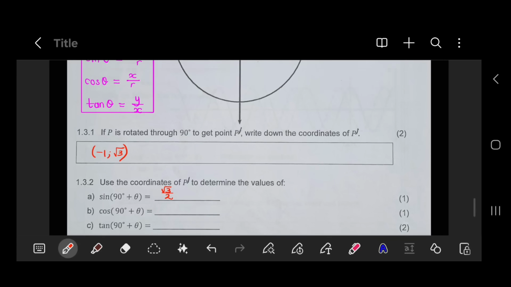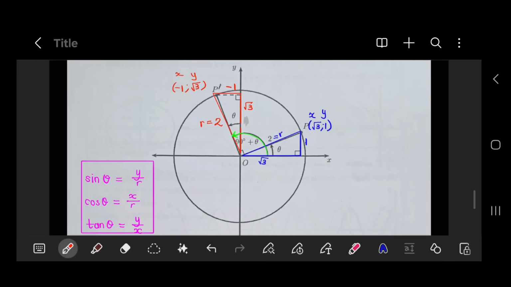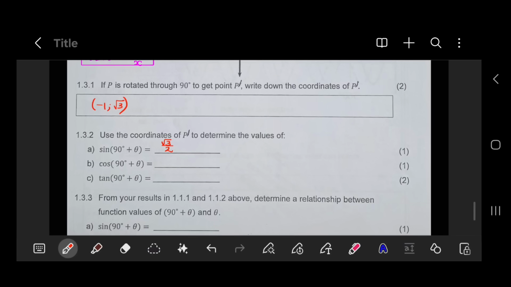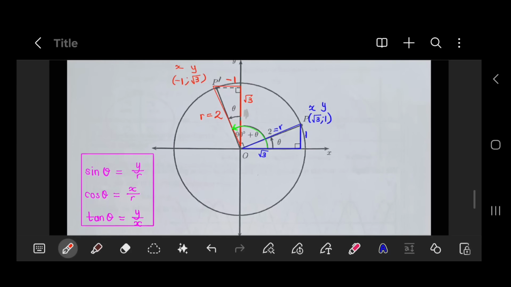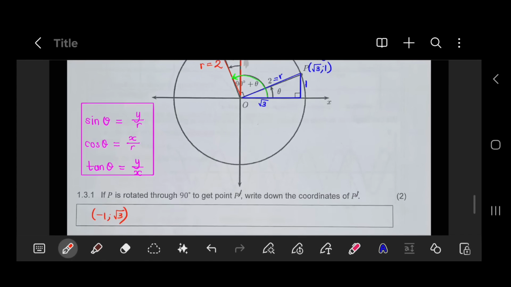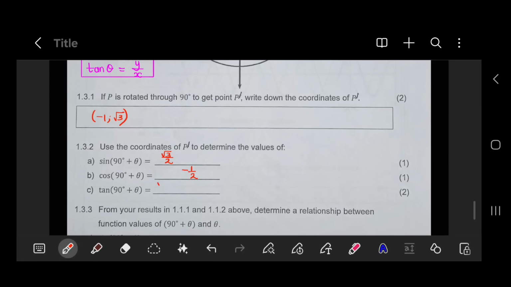Cos of 90 plus theta, which is x over r. x is negative 1 and r is 2, so negative a half. Tan of 90 plus theta, that is going to be y over x, which is square root 3 over negative 1. Square root 3 over negative 1 is just negative square root 3. But if you want to write it as a fraction, that is fine. It would be that.